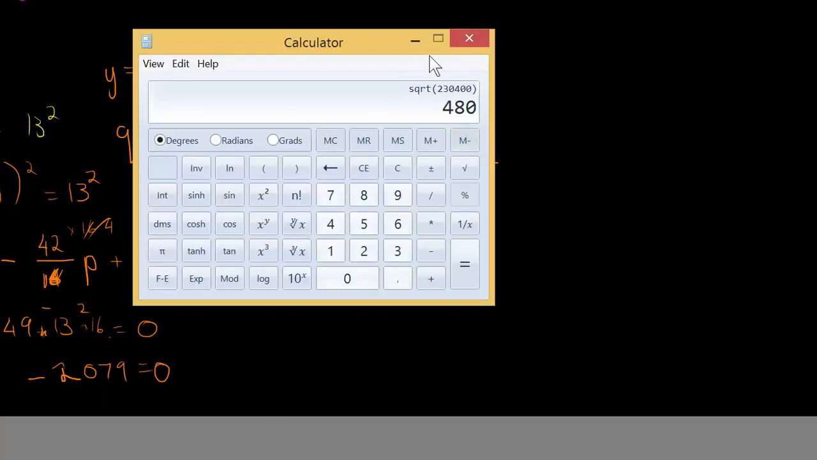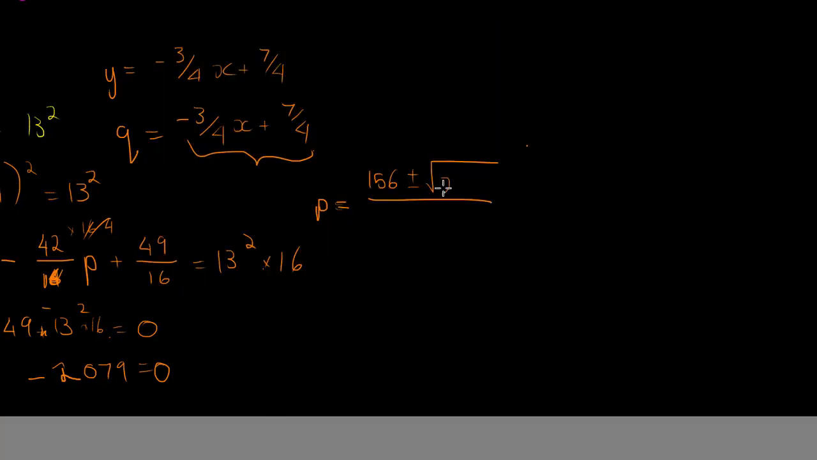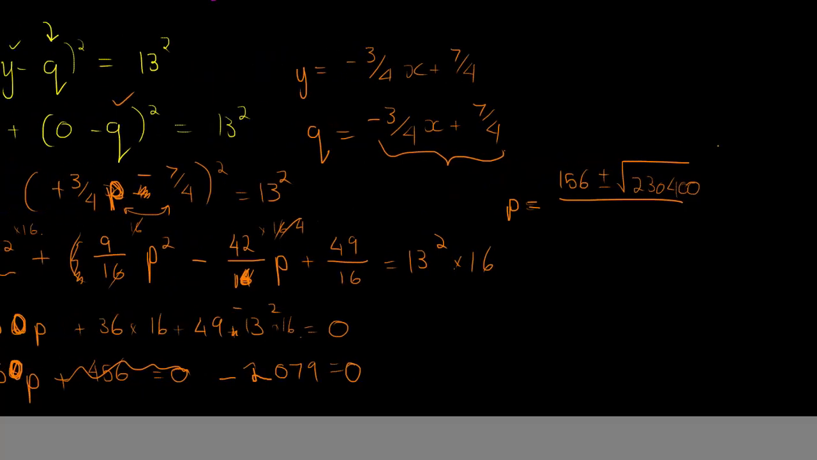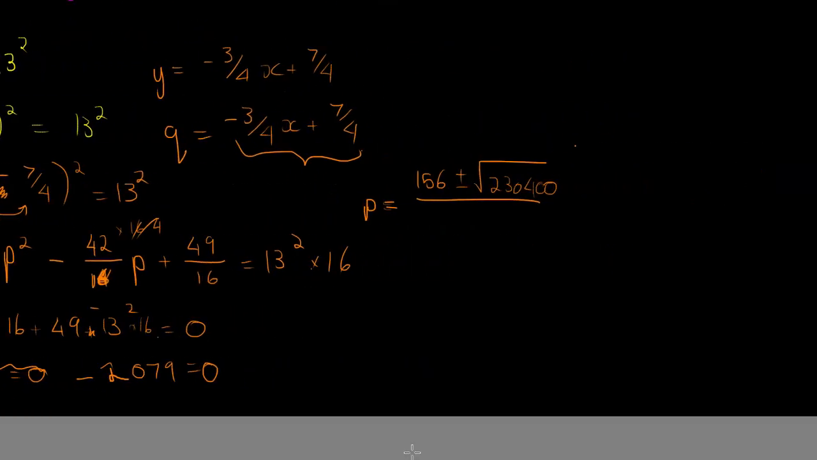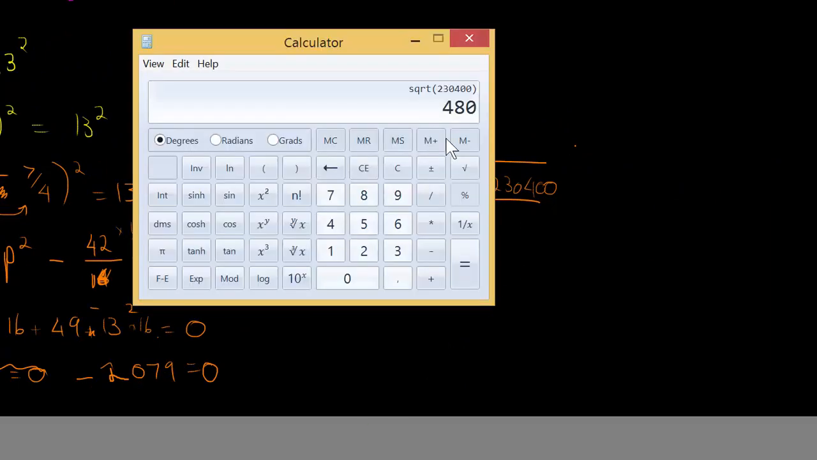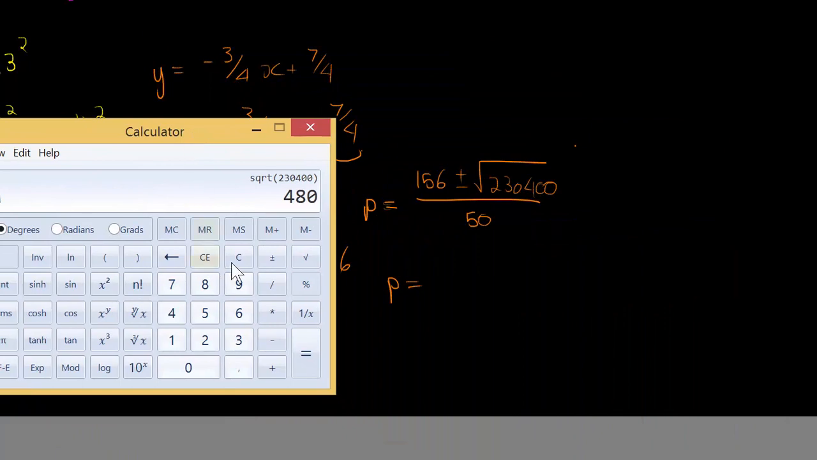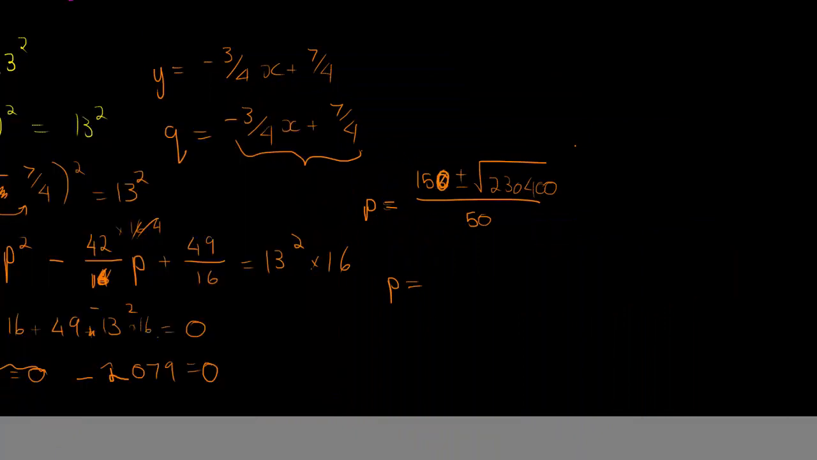So 230400, 230400 over, and then 25 blah blah. What is that? 25 times 2 is 50. So P is equal to, so 480 is the thing that I'm going to memory store. So then I'm going to say, again, sorry about that.